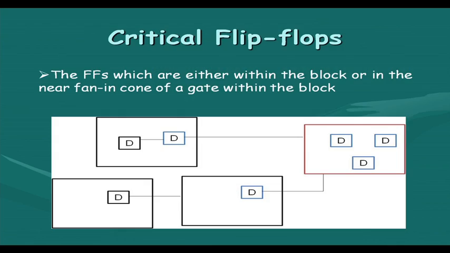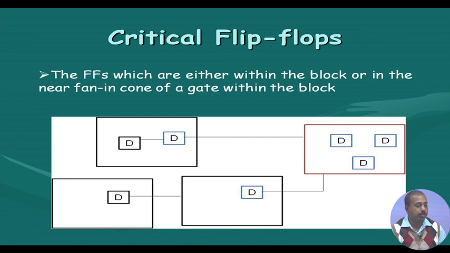So, we cannot directly say that if weighted transition count is less, that means temperature will be low. That does not happen actually. So, this is the way we approach this problem. We define some flip flops. Initially the circuit is divided into blocks, as we have discussed previously.